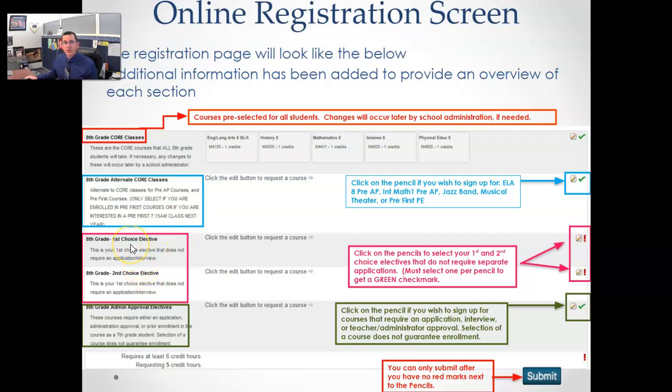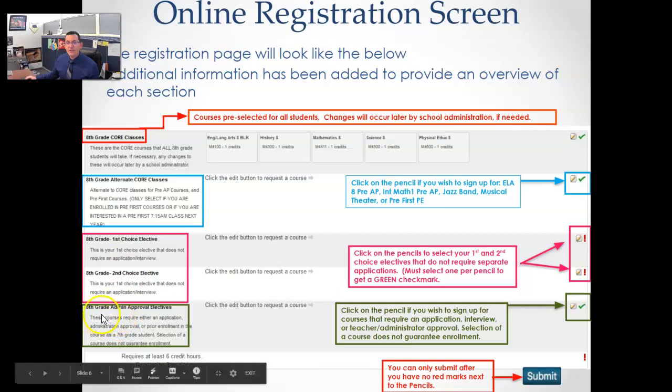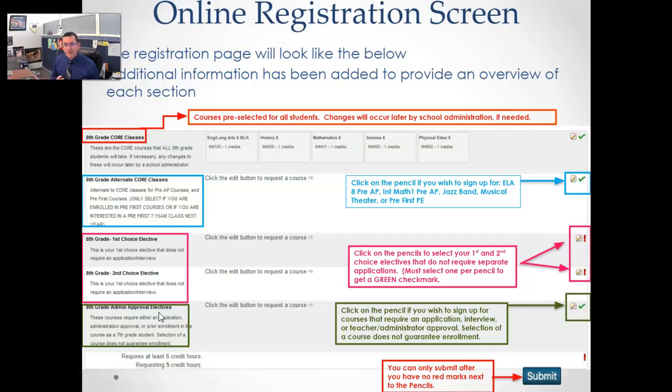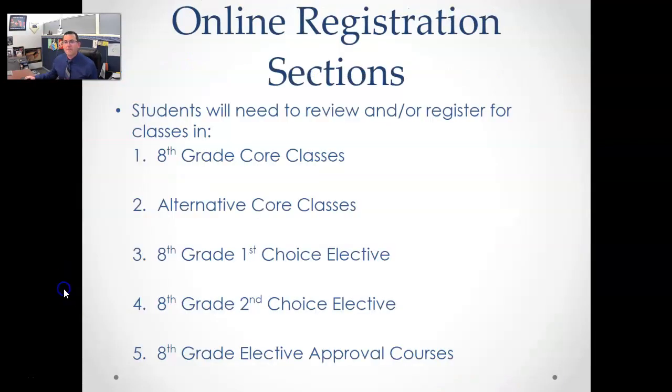After that, we have our first choice elective. That is, if you could choose to take any primary regular elective, this is what you would choose. You've got your second choice in case we can't get you your first one. And then finally here we have 8th grade admin approval electives. Those include AVID, Leadership, Exploring Technology, and Yearbook. And we'll talk about those in a few minutes. All right, let's move forward.